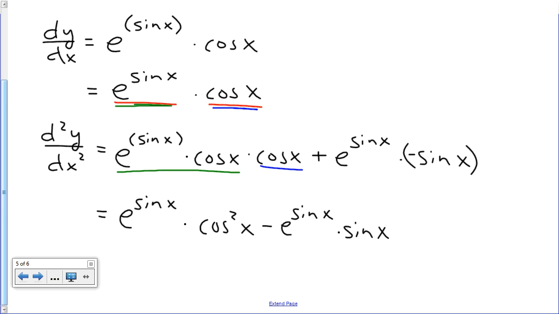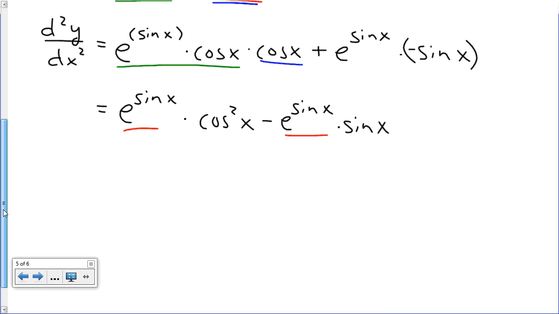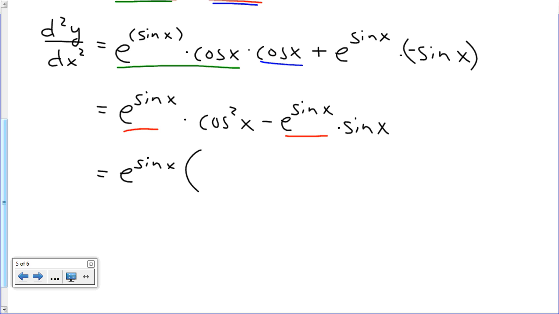In fact, if you wanted to, because I see that I have a factor of e to the sine x, similar to what we did in the last problem, sometimes the book will do this. I could factor out that e to the sine x and get e to the sine x times cosine squared x minus the sine of x. That would be another way to rewrite that. Again, you don't need to go to that step. If you leave it in this form, you're all set. But if you want to see how the book got their answer, they might go to this next step and write it in that factored form.